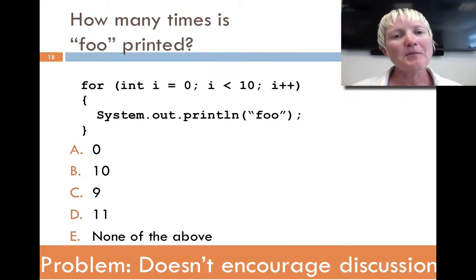Now, the problem with this particular question is that even if I ask students to think about this and vote on it and then discuss with each other, this problem just isn't very good at encouraging discussion. I mean, here's how it might go. For example, I pick B and you pick C. And so we each vote and we're supposed to turn and discuss it with each other, and you go, I don't know, I pick B.